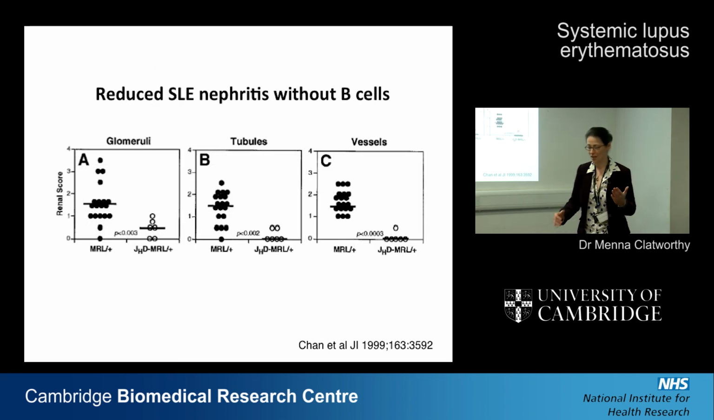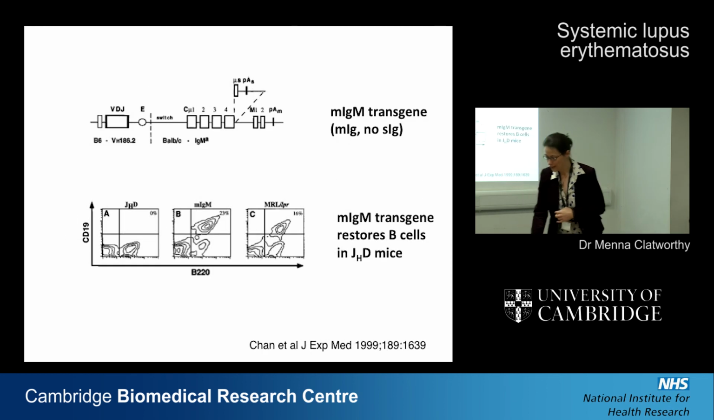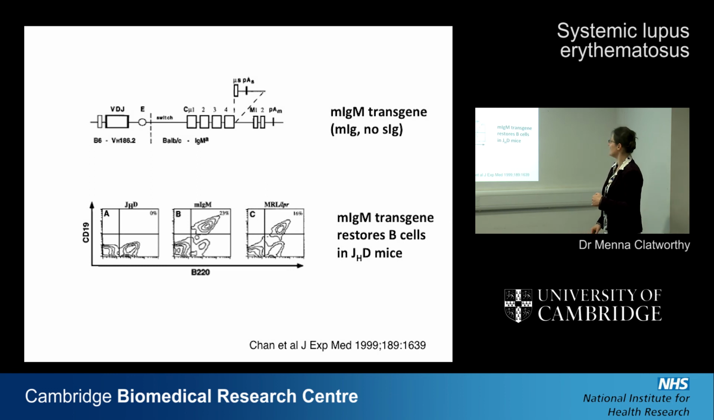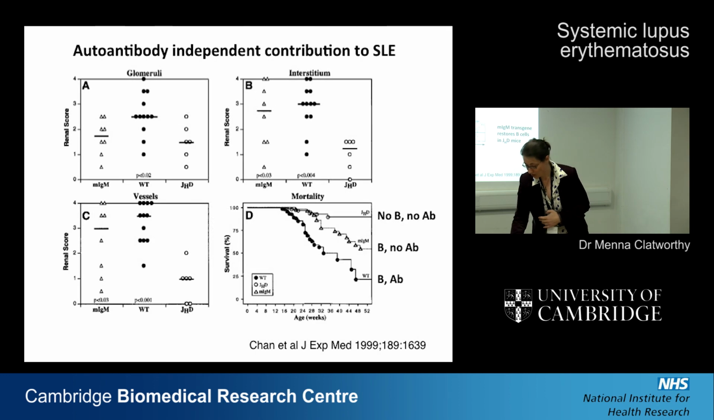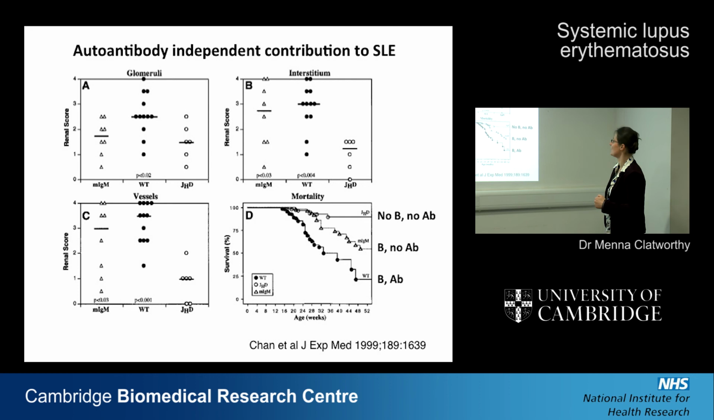So then you can ask, what's the effect here? Is the effect that the B cells are having just about making antibody, or is it something else? When they looked at these mice, you can see that they actually have lower levels of all of those. This is the score of lupus nephritis. They then re-expressed antibody in these mice and showed that you could actually restore disease. So this is looking at different versions of mice with no B cells, no antibody, B cells and no antibody.